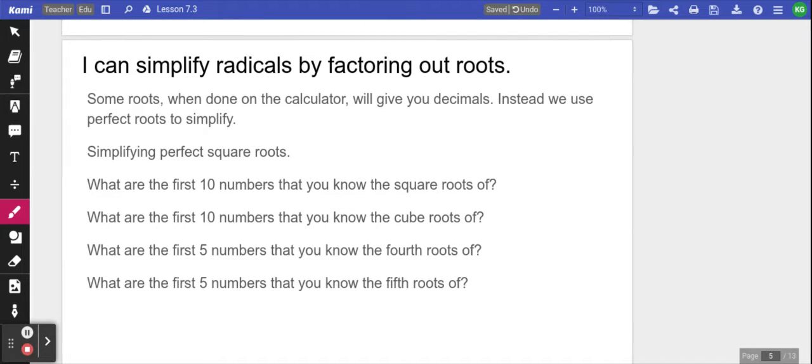Okay, so now what we're going to do is create a square root sheet, and we can no longer do square roots and give decimals. So what we're going to do is try to simplify radicals by factoring out some perfect squares or perfect cubes or fourths or fifths.